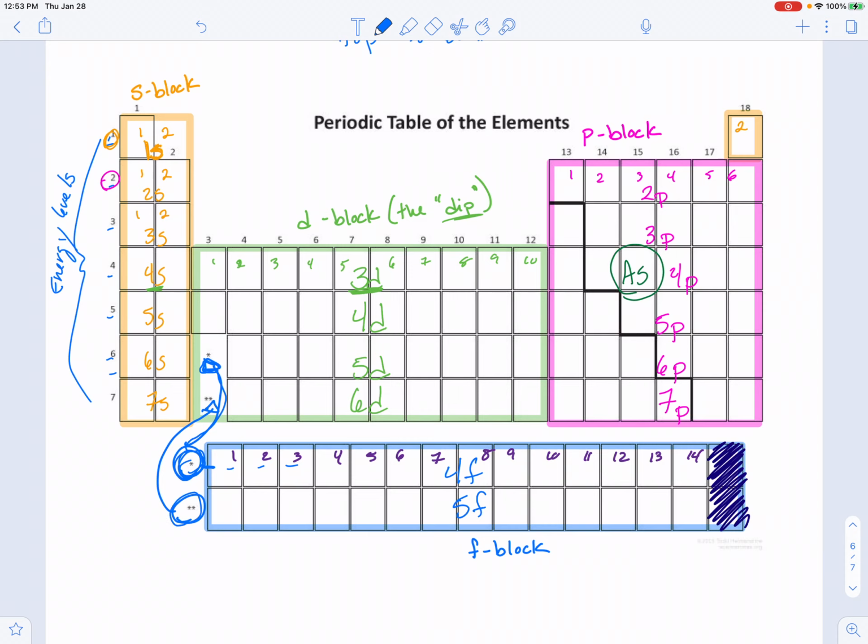And then you'll notice that this whole row actually belongs right up here because the number should go 89, 90, 91. So those are some extra tidbits.